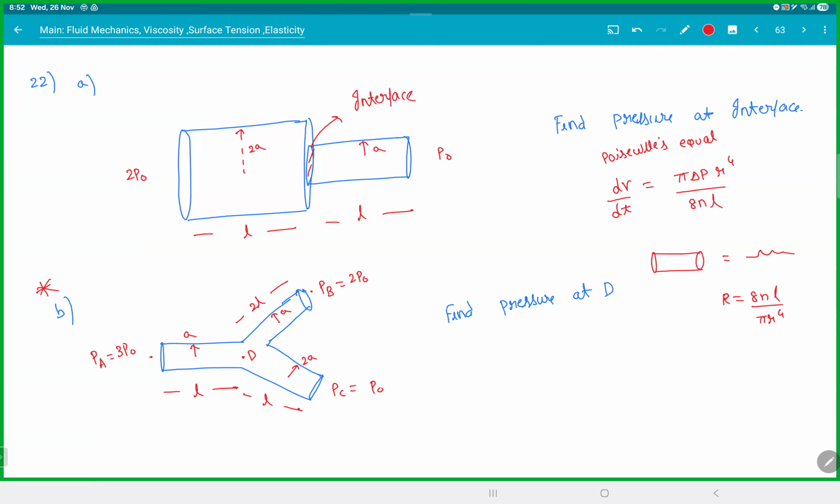So in viscosity, primarily there are only three things. One is Newton's law of viscosity, Poiseuille's equation, and Stokes' law. And the second one, same thing. It's a Y-shaped pipe. This is an important question. Like I said, this can be asked in fluid mechanics, capacitor, current, heat transfer.